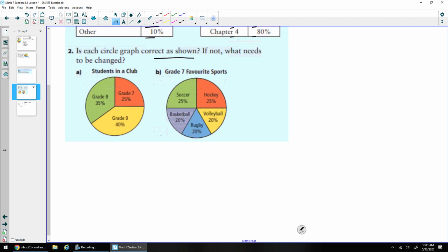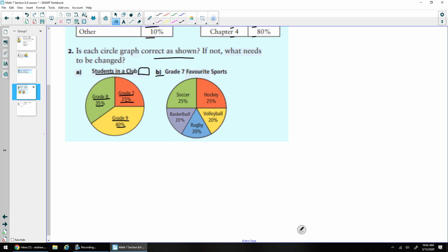Okay, so this has a title, Students in the Club, but it does not tell us the total number of students in that club. So there's some missing information. We might see that, sure, 25% are in grade 7, but we don't know how many actual grade 7 students there are. We can't calculate that. But they have their category labels, grade 7, grade 8, grade 9, and they have their percentages. And do the percentages add to 100? Well, 35 plus 40 is 75%, plus 25 is 100%. So yeah, all of those add up to 100%.